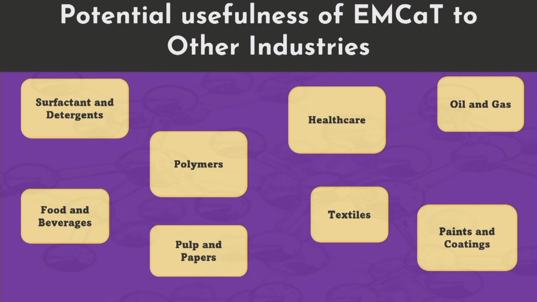This technology has a greater impact for other industries also, because we multiply the molecules. So it's not only fertilizer. We can use this technology in surfactant and detergent industries, polymer, healthcare, oil and gas, food and beverage, pulp and paper, textiles, and paint coatings, because we deal with micelles, where we carry all the nutrients in micellar form.